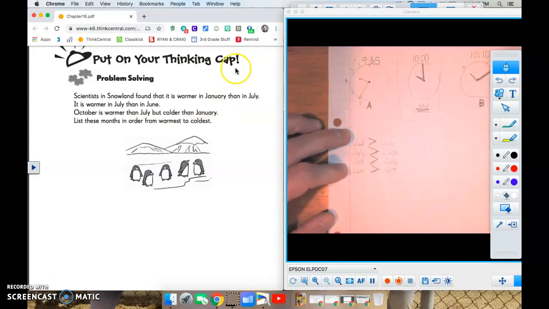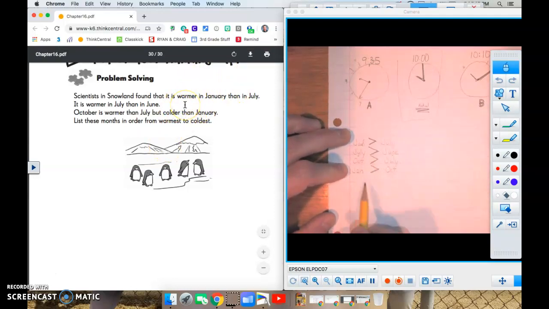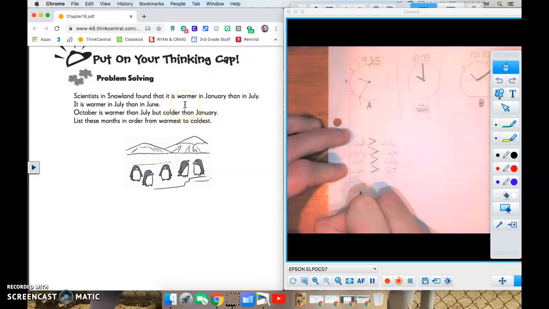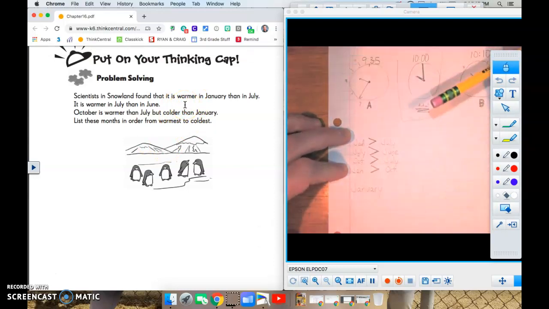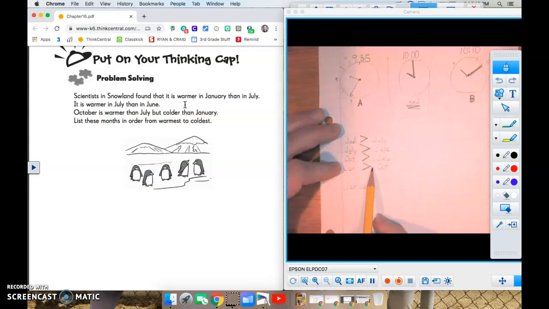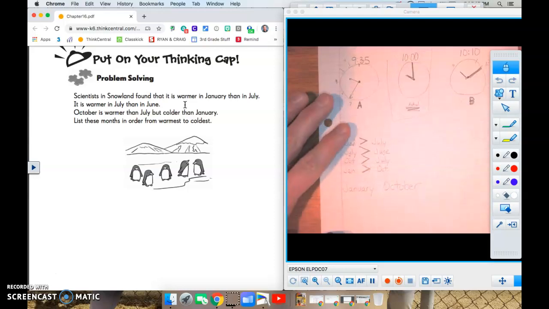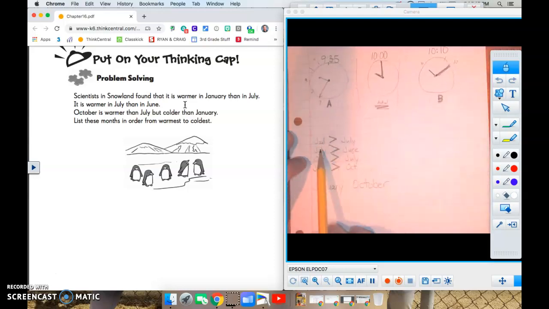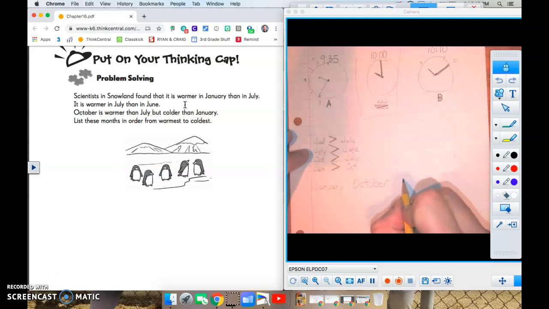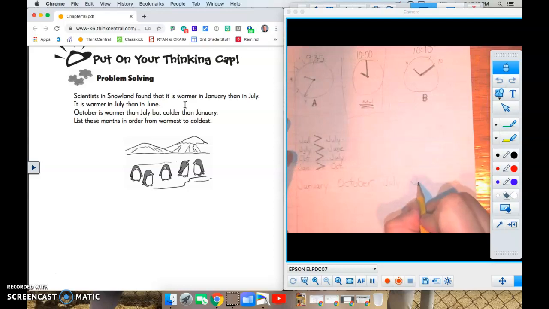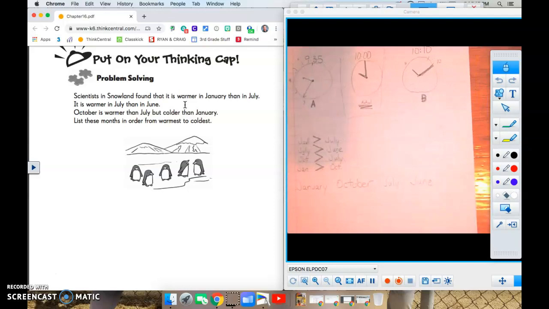So in order from warmest, which is January, the next month it tells us is October, because October is greater than July and July is greater than June. All right, so we got January, we have October, and then we say that July is greater than June. So there's July, and the coldest month in Snowland is June.